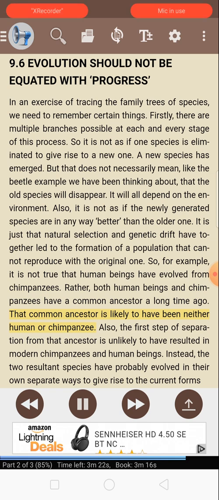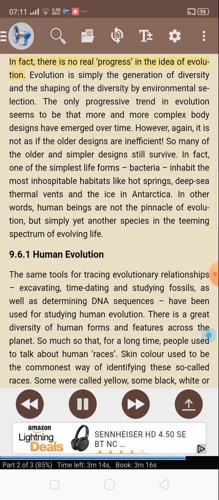That common ancestor is likely to have been neither human nor chimpanzee. Also, the first step of separation from that ancestor is unlikely to have resulted in modern chimpanzees and human beings. Instead, the two resultant species have probably evolved in their own separate ways to give rise to the current forms. In fact, there is no real progress in the idea of evolution. Evolution is simply the generation of diversity and the shaping of the diversity by environmental selection.